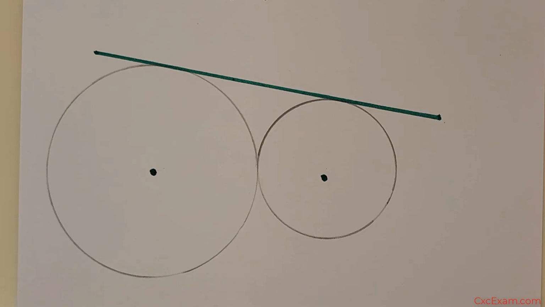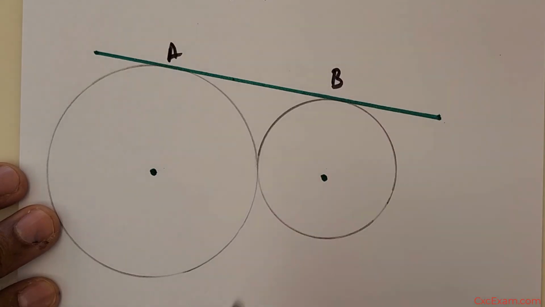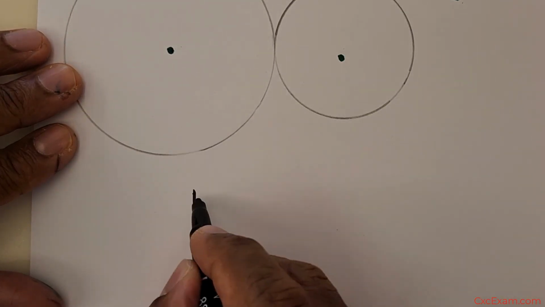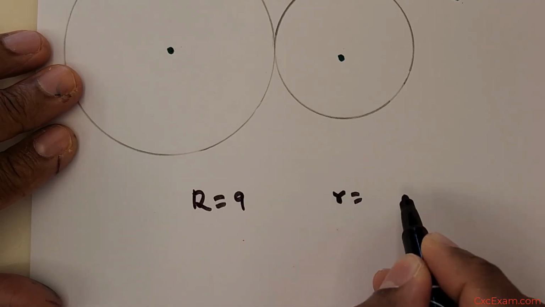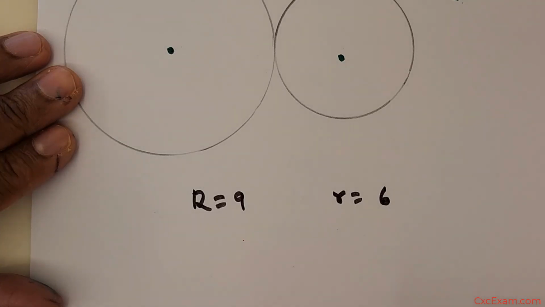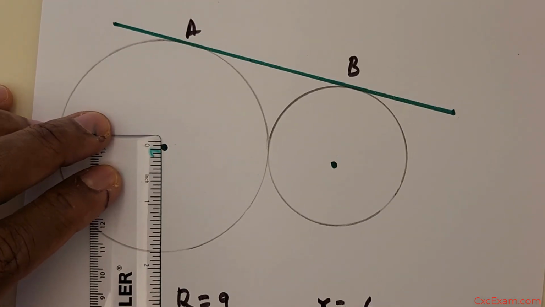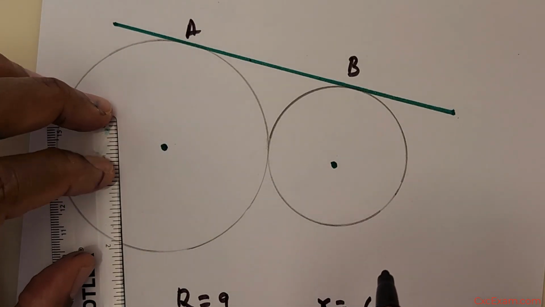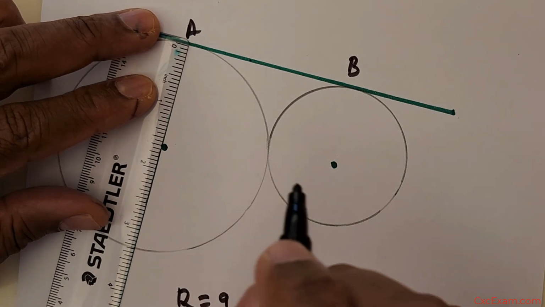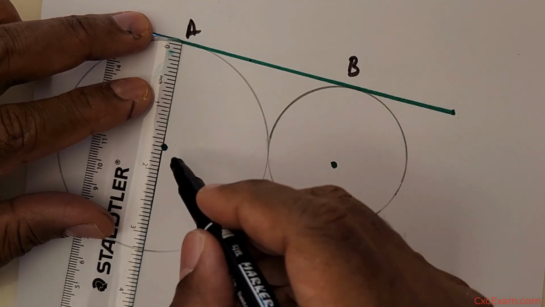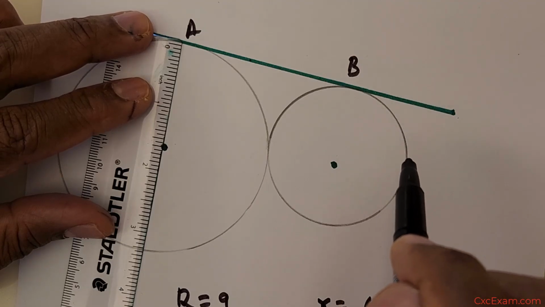And what we are given is, we have to find the length of AB. The radius of the largest circle is 9 units and the smaller circle is 6 units. Figure not to scale. Okay. Now, with this information, what I wish to do is, I would like to connect the two points of tangency with the centers of the circle.